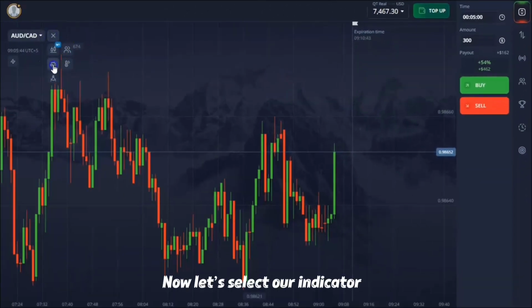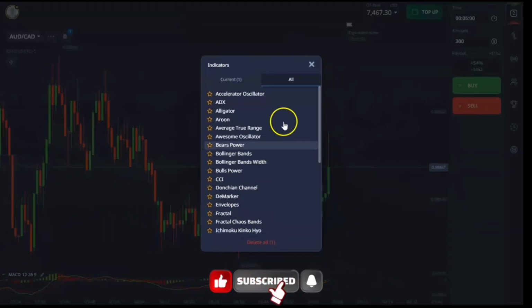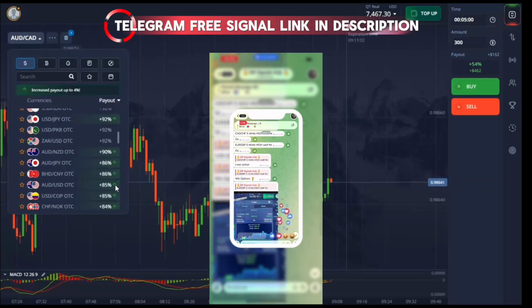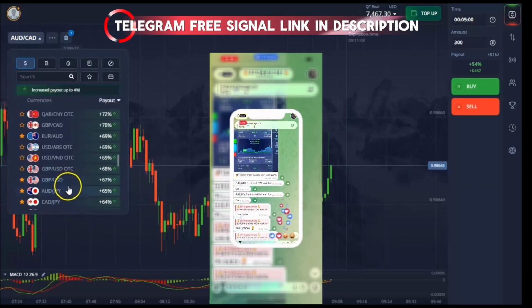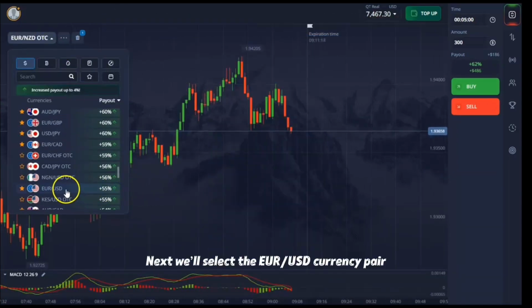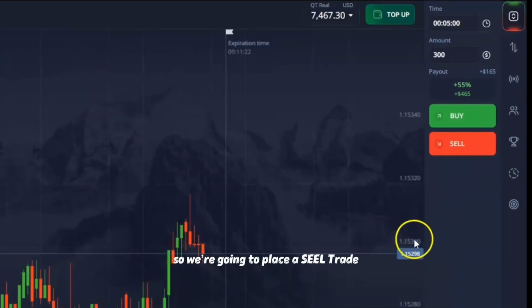Now let's select our indicator. Today we're using the MACD indicator. Next we'll select the EUR-USD currency pair. So we're going to place a sell trade.